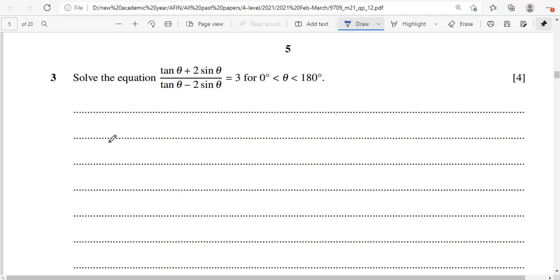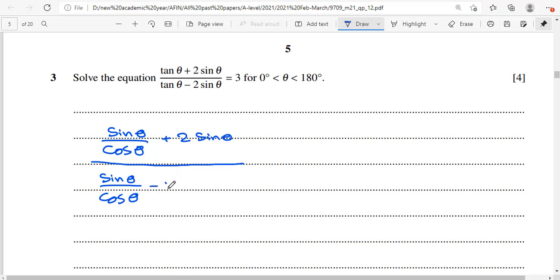Okay, I'm going to write tan as sine over cosine. Sine theta over cosine theta plus 2 sine theta, all over sine theta over cosine theta minus 2 sine theta, equals 3. Nothing changed, only instead of tan we wrote sine over cosine.